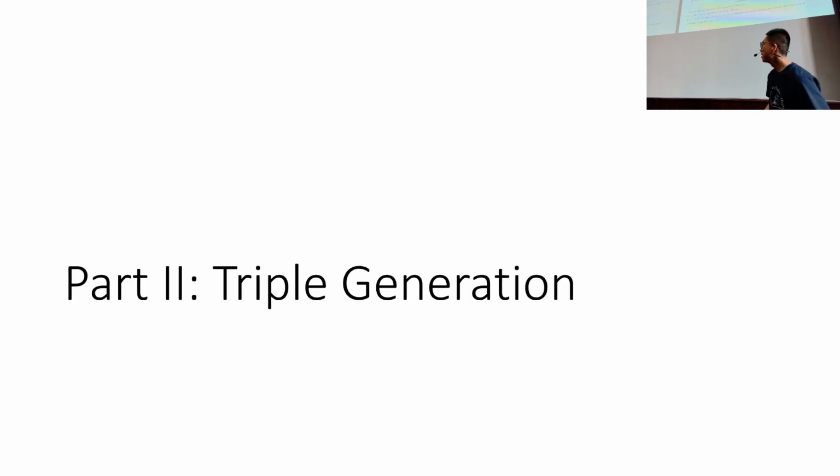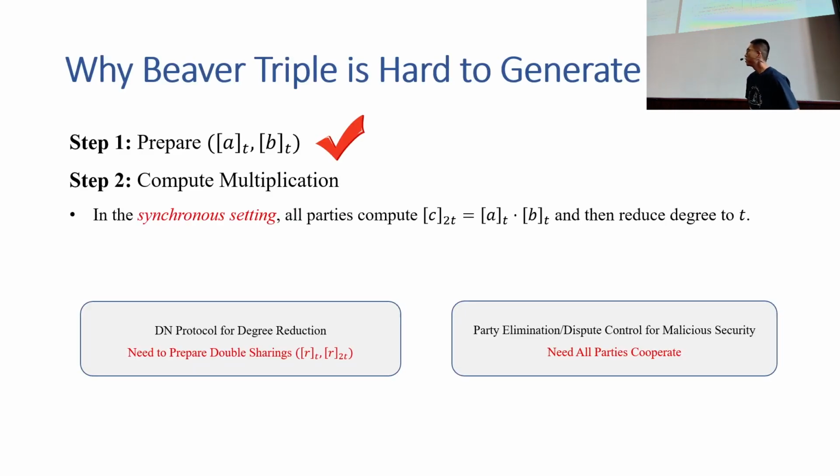And for the second part about triple generation, we want to generate random Beaver triples. Any questions? Okay, so usually this is done by first preparing the first two sharings, which are just random degree T sharings. You can use ACSS. And for the second part, you need to multiply these two sharings together. And in the synchronous setting, usually we just multiply these two sharings directly so that you obtain a degree 2T sharing. And then later you need to reduce the degree to degree T.